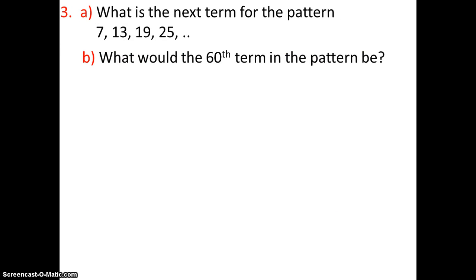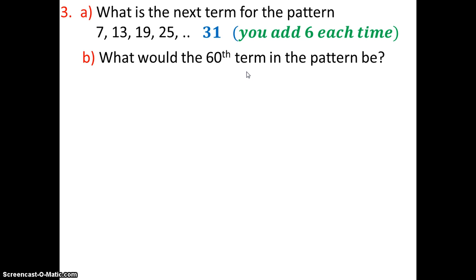So let's have a look at a particular pattern. So here's my pattern. What would the next term be for this pattern? Well, you can see it would be 31 because each time we have added 6. So 7 plus 6 is 13, 13 plus 6 is 19, 19 plus 6 is 25. But if I want to find the 60th term, it would be really hard just to keep adding the 6 on each time to work out what the pattern is. It would be better if I had my rule where I could substitute in 60.